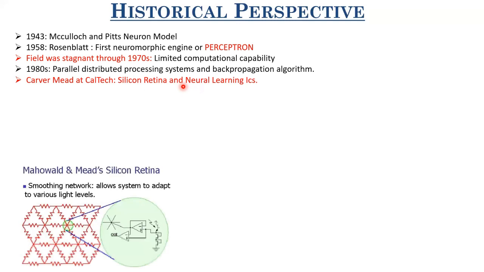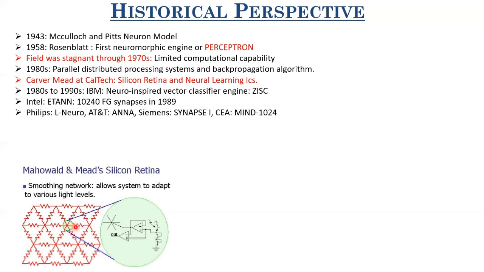Then from the 80s to the 90s, Mahowald and Mead's silicon retina is something which they developed. They had this raster network, and at the joints of it they had a silicon circuit which enabled vision. So it is a pixel circuit which they had at these junctions.